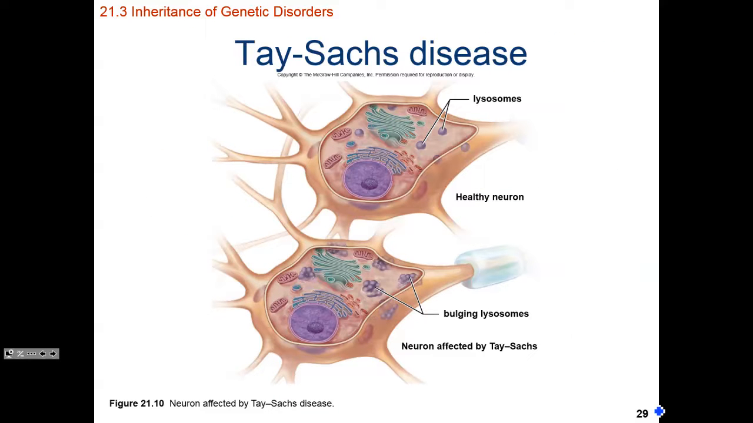So here in Tay-Sachs disease, instead of having a healthy lysosome, individuals that have Tay-Sachs disease have abnormally large lysosomes, and those abnormally large lysosomes can clog the axon and minimize axonal transport within the axon of motor neurons.